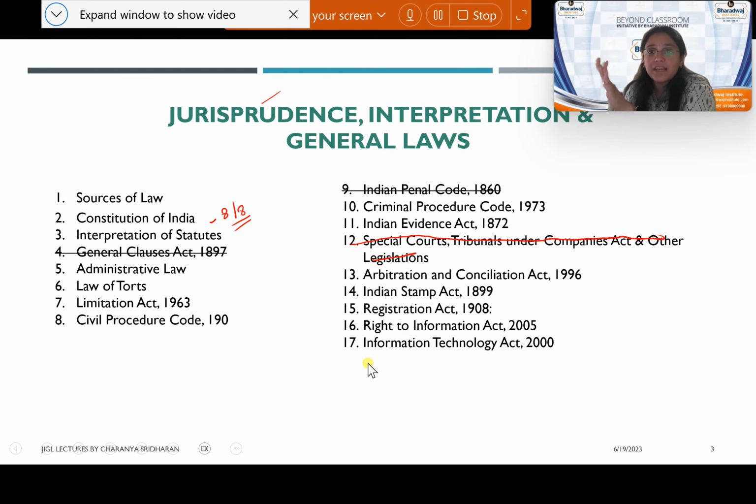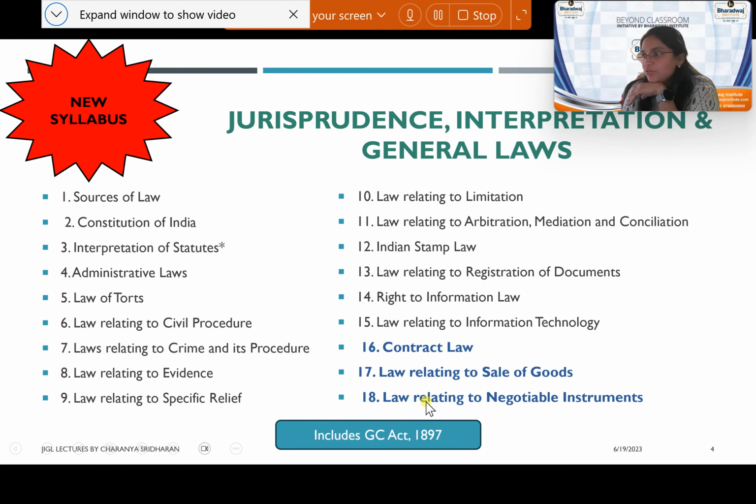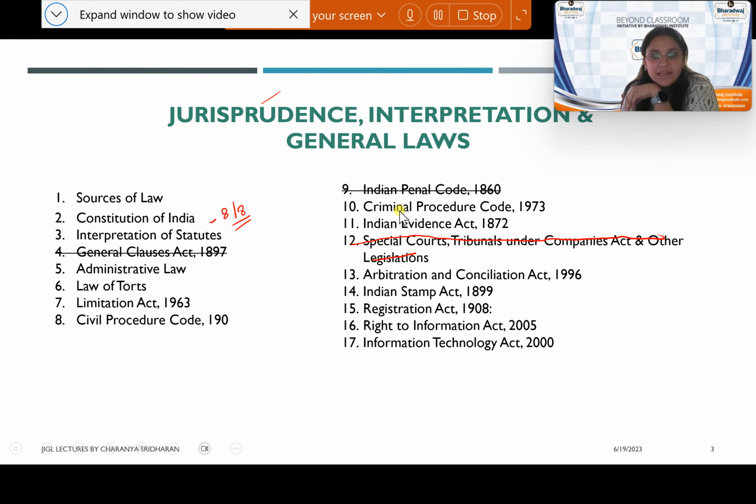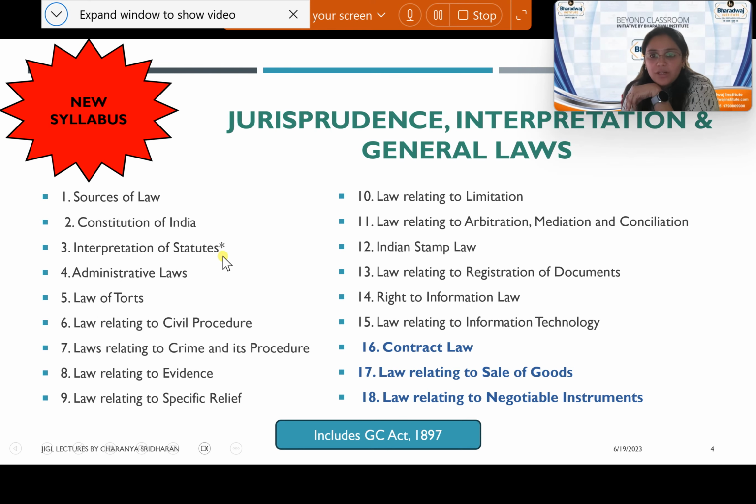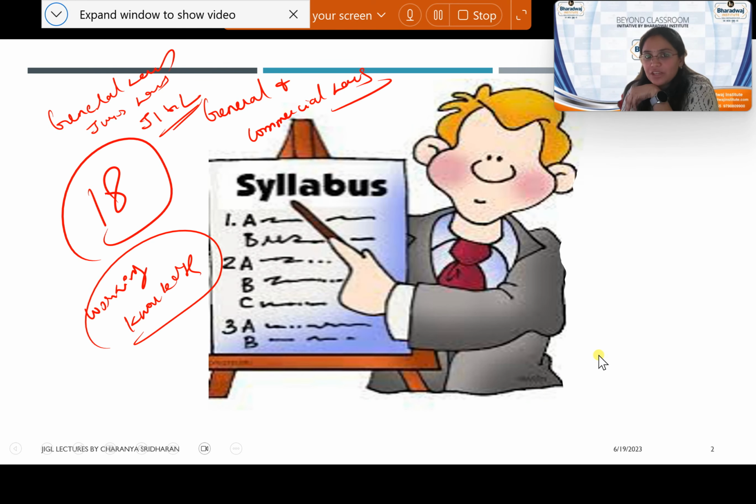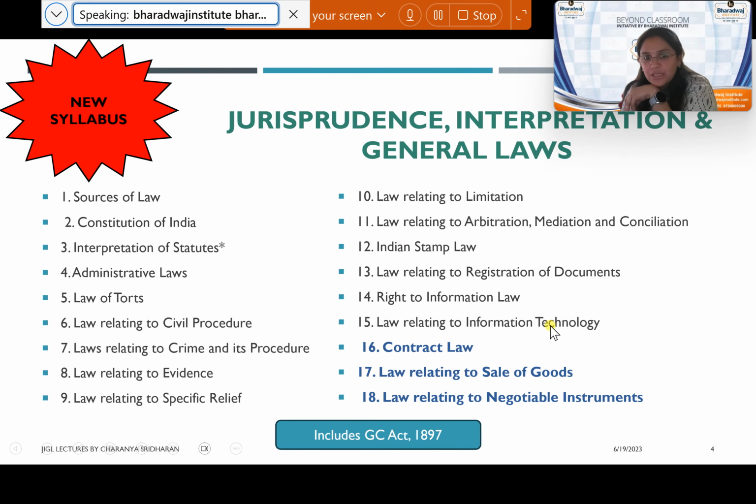Don't even think the syllabus has been reduced. And the disaster is, this is the new syllabus. Look at the new syllabus. The syllabus count now has got 18. Okay. So, as per the promise he made here, he did delete Indian Penal Code. It's not there anywhere in the list. And he definitely deleted Special Courts and Tribunals. That's also not there in the new list.